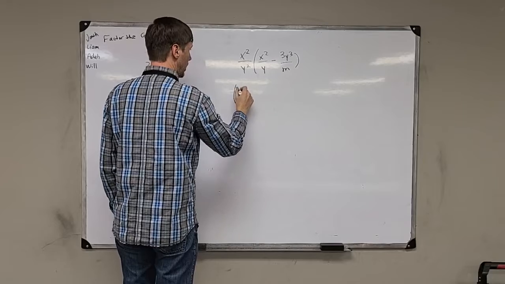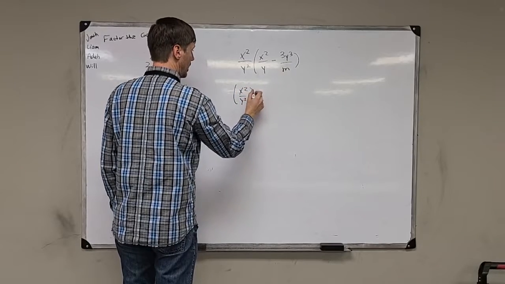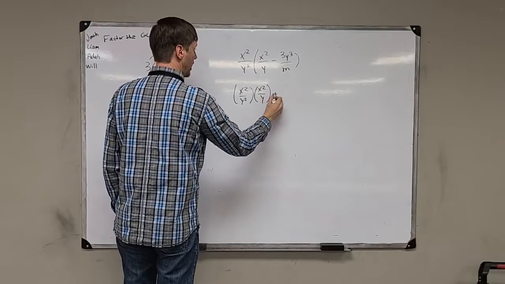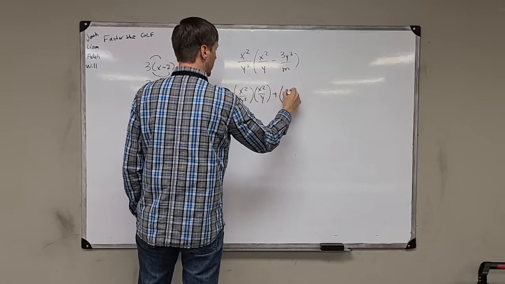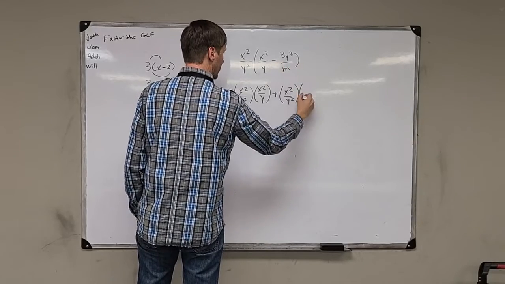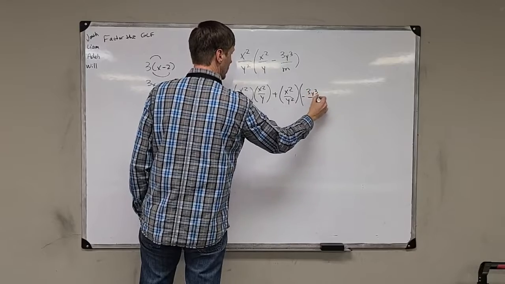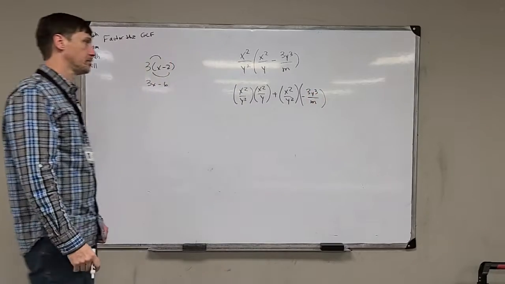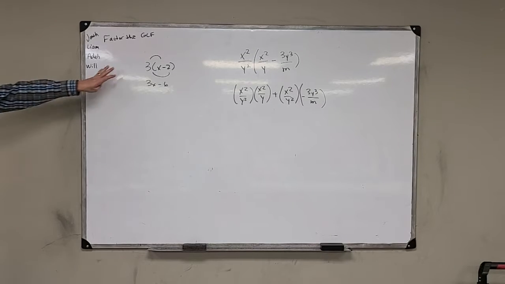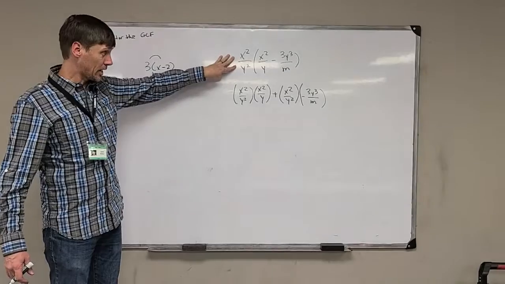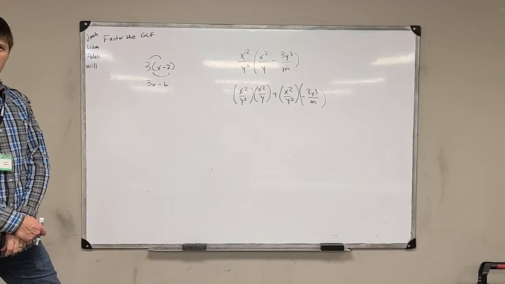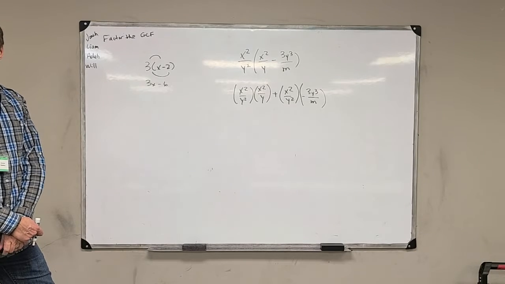So we're saying x squared over y squared times x squared over y, all of that plus x squared over y squared times negative 3y cubed over m. Same exact thing that we did with distribution when it was simpler, right? We're just multiplying the value outside the parentheses times each term inside the parentheses. Did I lose anybody when I wrote that down? Everybody good with that?